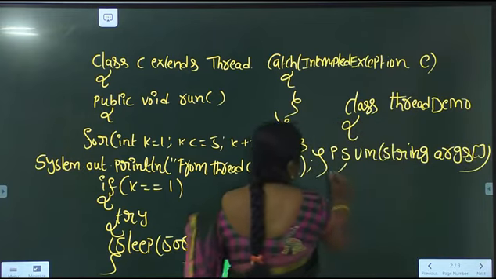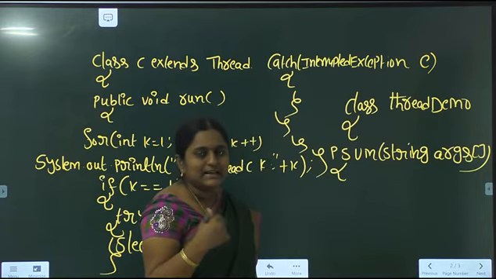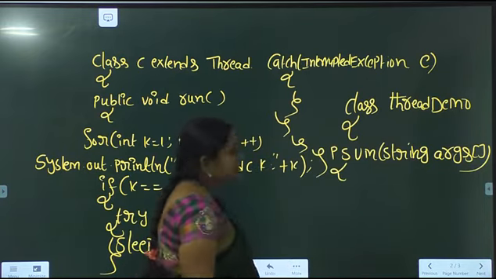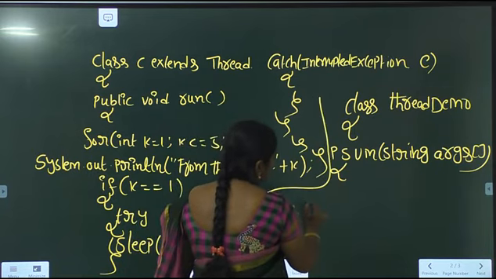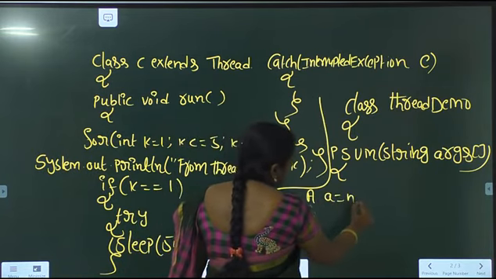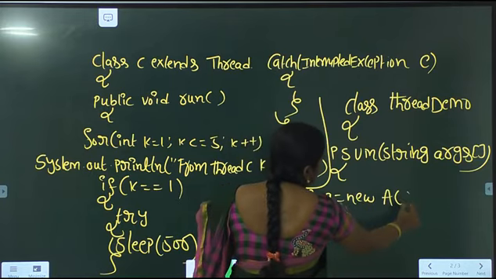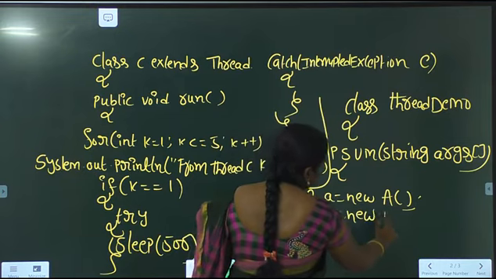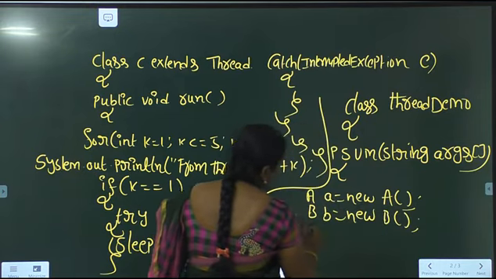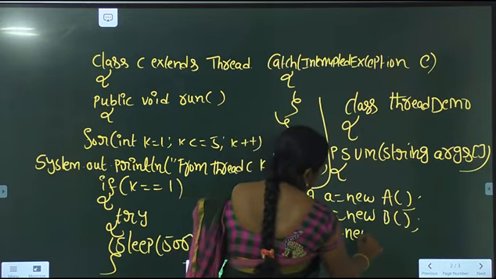So in this one I am creating objects of these three classes. What are our classes? A class, B class and C class. Here I am creating an object of A class: A equal to new A. In a similar way I am creating an object of B class: B equal to new B. And in a similar way I am creating an object of C class: C equal to new C.